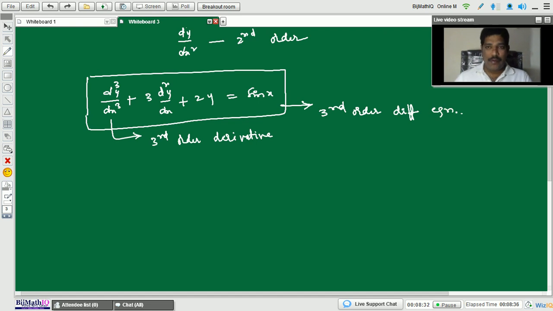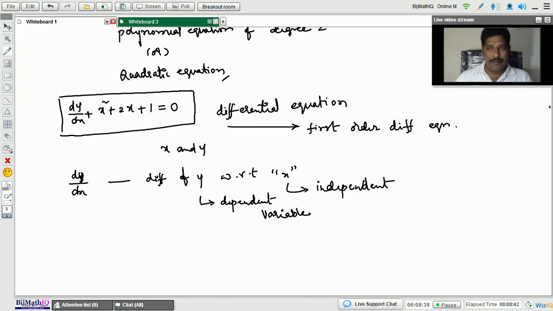In the same way, now we are going to discuss higher order differential equations, which is today's concept.